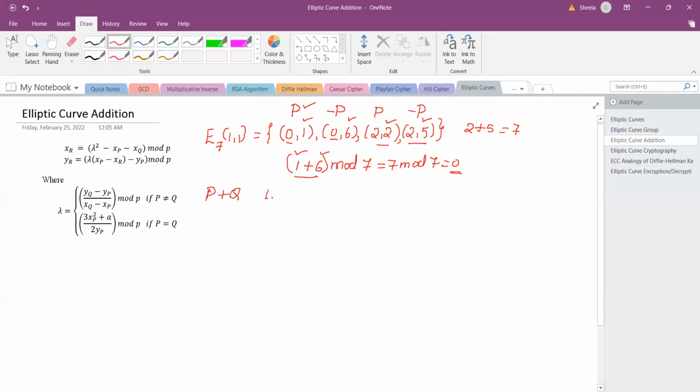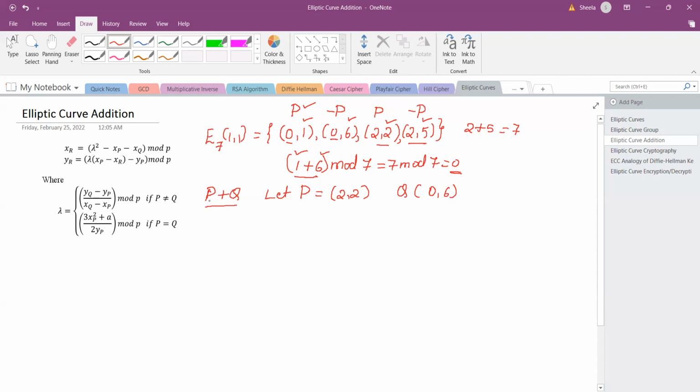Now let me select addition of P and Q. Let the point P be equal to 2, 2, and let the point Q be equal to 0, 6. So now I want to perform P plus Q.